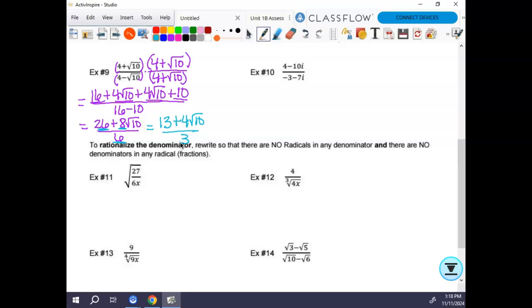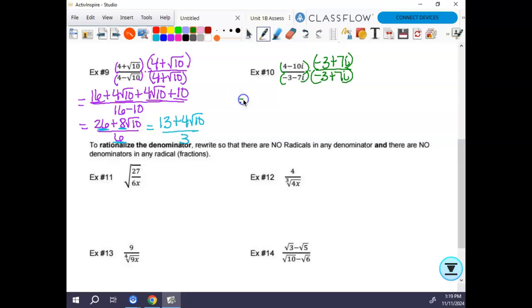Now on 10, the denominator is irrational because i represents the square root of negative 1, right? So even though you don't physically see a square root down there, there's a square root down there. So the conjugate for this one, all I do is change the sign in between. So this is going to be negative 3 plus 7i over negative 3 plus 7i. Don't change both signs or anything like that. I'm going to put parentheses around everything so that I can multiply.